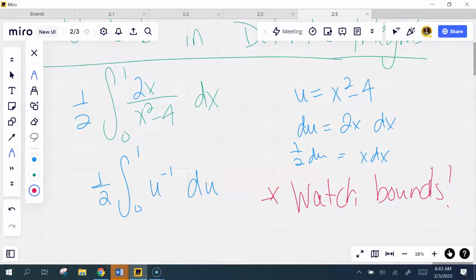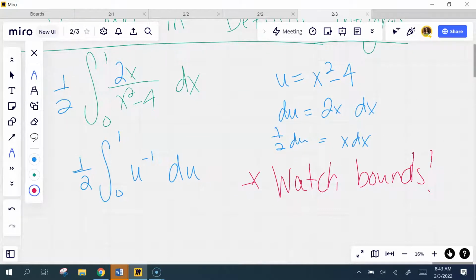Now, I can go through here. I can find the antiderivative and then sub in my u and then put the bounds in. Or my preferred method, I can change the bounds now. Right now these are in terms of x, right? Why don't I just change them in terms of u, and then I won't have to do as much work. I'll show you both ways.